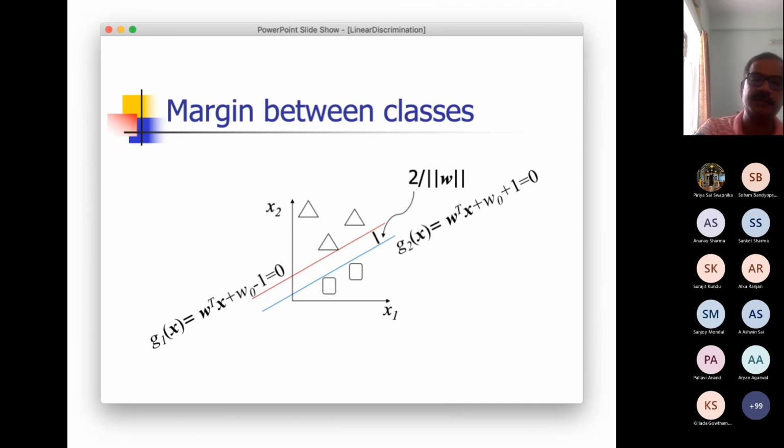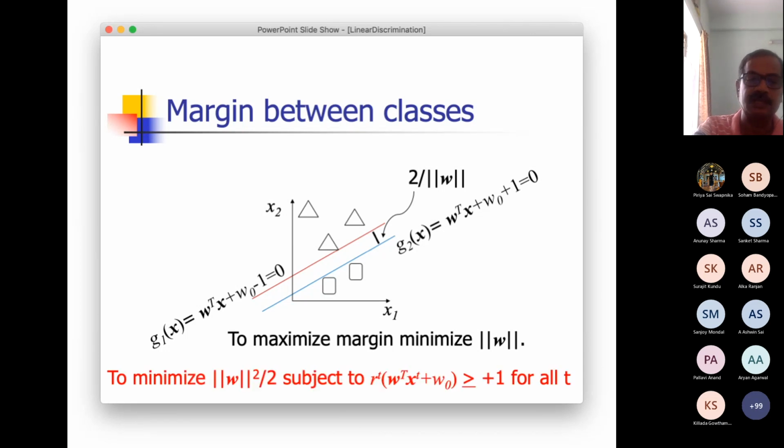Now we would like to maximize this separation. So this is a separation between two classes. This is how the separation of two classes is defined, the measure of separation with respect to this problem. So our objective is to maximize the margin, which means we need to minimize the magnitude of W. So instead of minimizing this, we will be minimizing the square of that, subject to the constraints. So this is the constraint optimization problem.